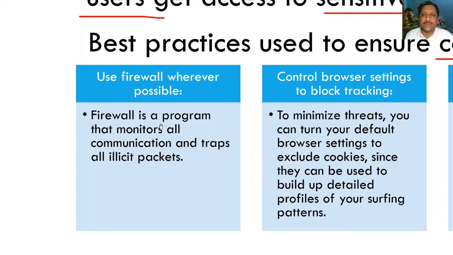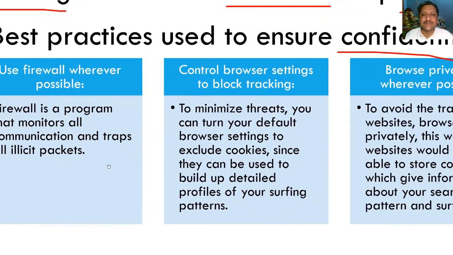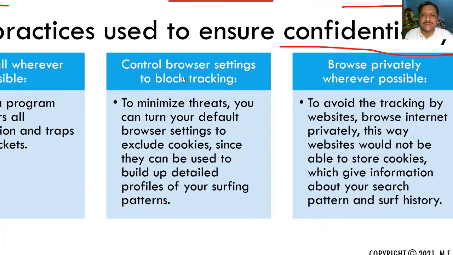Now, what is a firewall? A firewall is a program that monitors all communications and traps all illicit packets. The next practice is to control browser settings to block tracking. There are settings in the browsers, so you can block tracking by setting these controls.